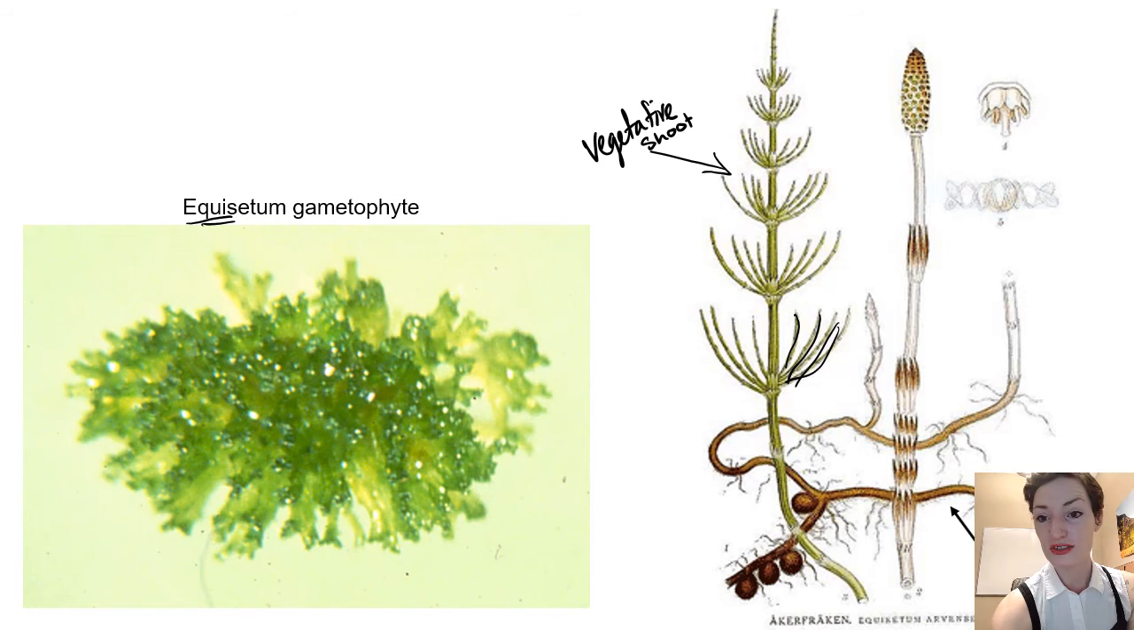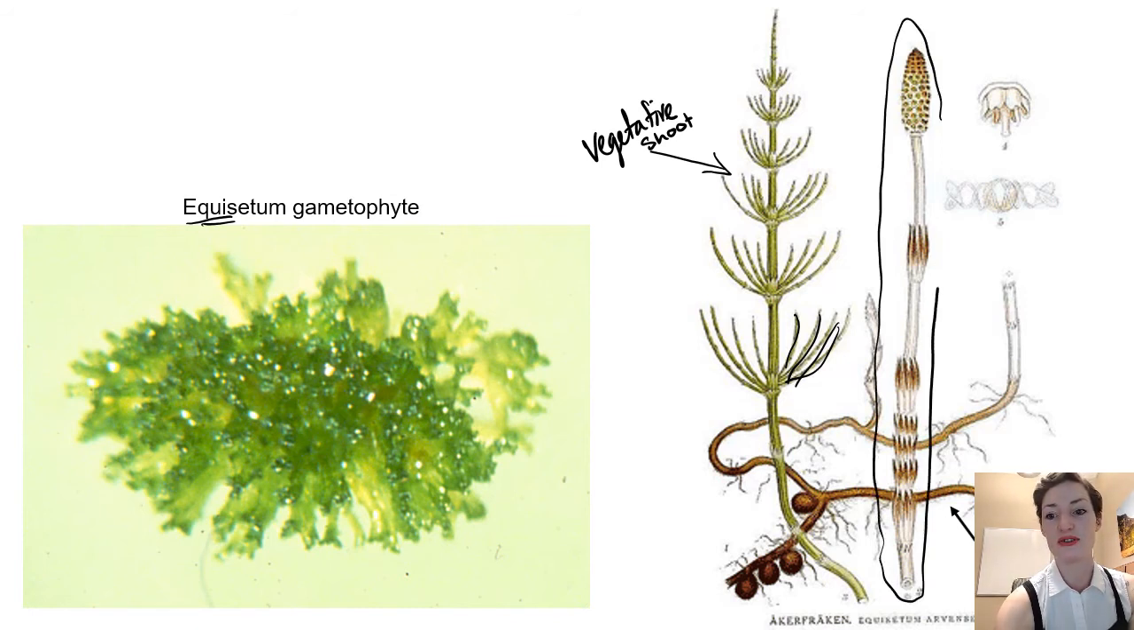The reproductive shoot over here, you can see it's drawn in white because it is non-photosynthetic. It gets all of its food through the rhizome from the vegetative shoots. So the vegetative shoots make all the food, distribute it through the rhizome to the reproductive shoots that then make the spores.